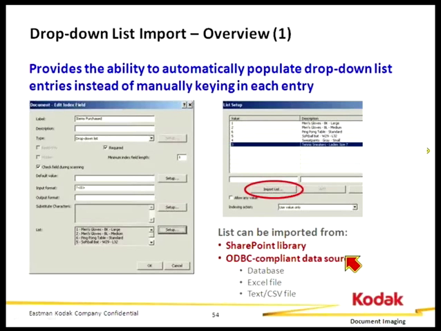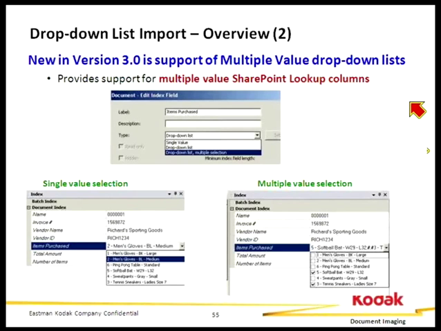The list can be imported from either a SharePoint library or from an ODBC compliant data source, whether it's a database like Access or SQL Server, or an Excel file or a text or CSV file. Say I want a drop-down list, I click on Setup, and I can import the list from another source. Very convenient. New in version 3.0 is the support of multiple value drop-down lists. This was specifically added to provide support for multiple value SharePoint lookup columns. And we'll go through that specific example.